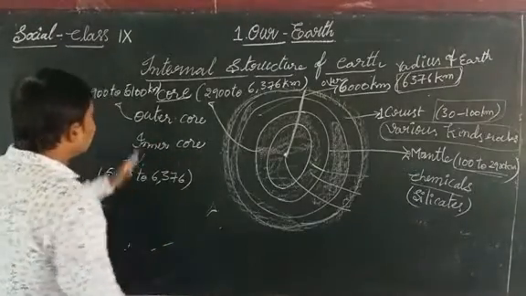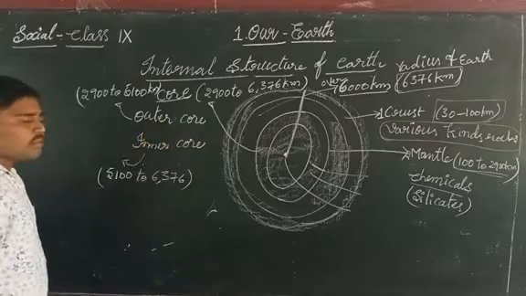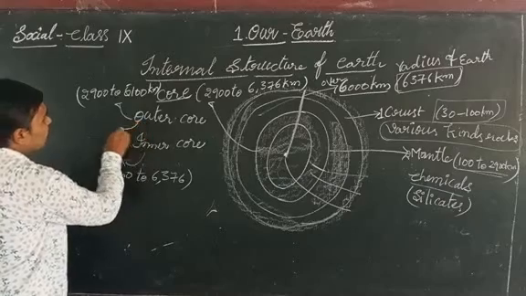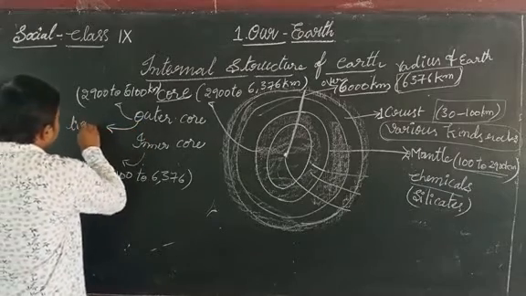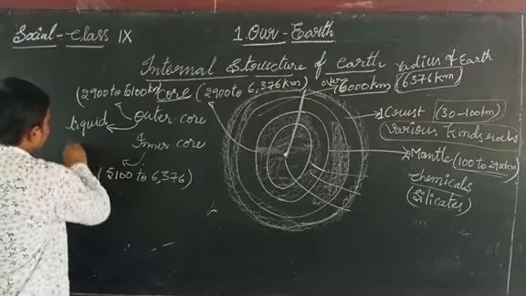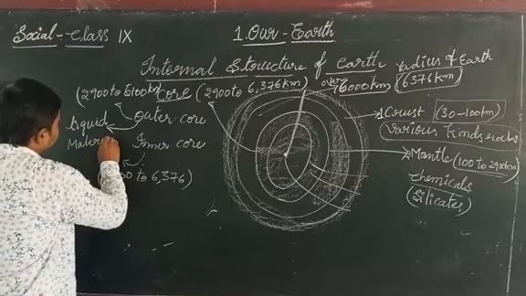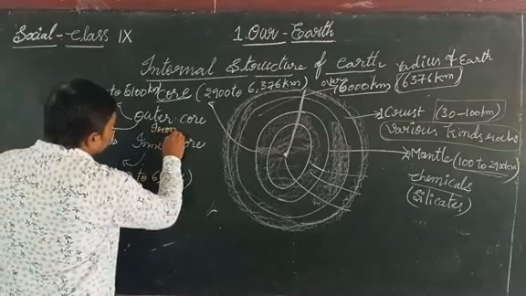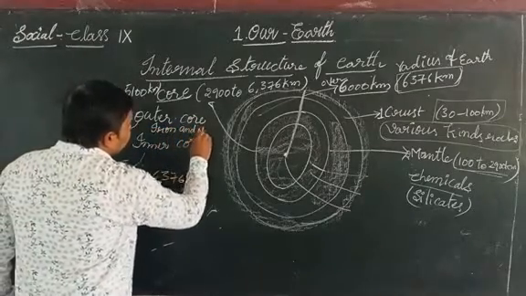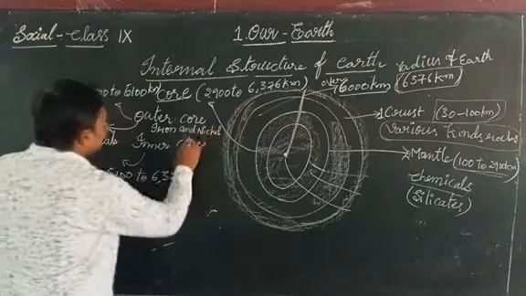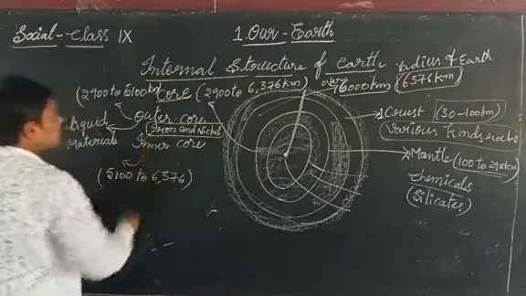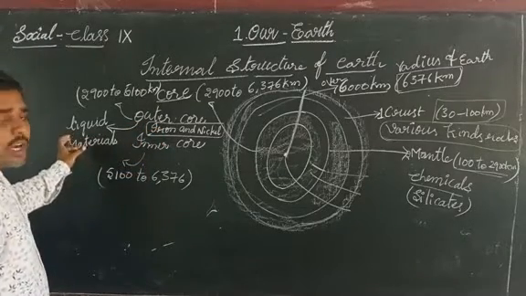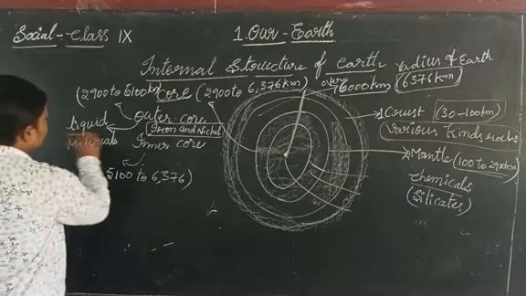This outer core is composed of liquid materials called iron and nickel. These are the materials which we can see in the outer core, and they are in the form of liquid materials.